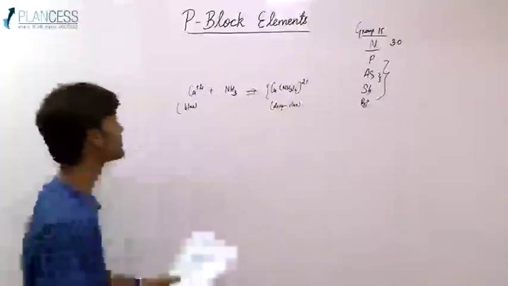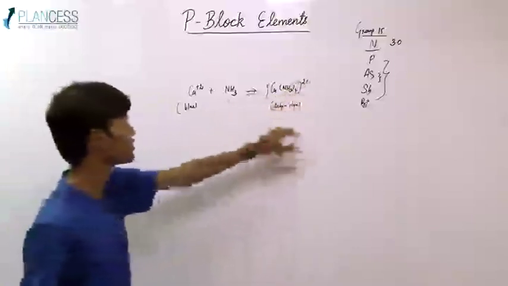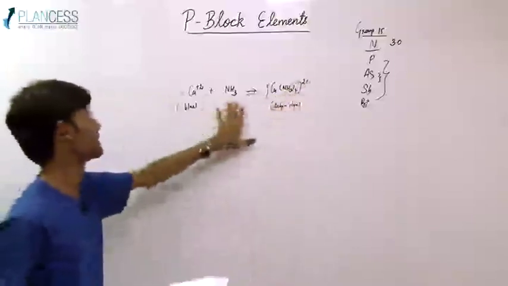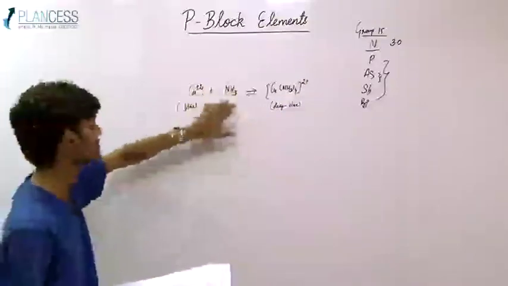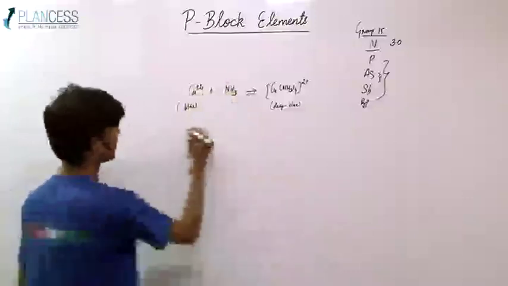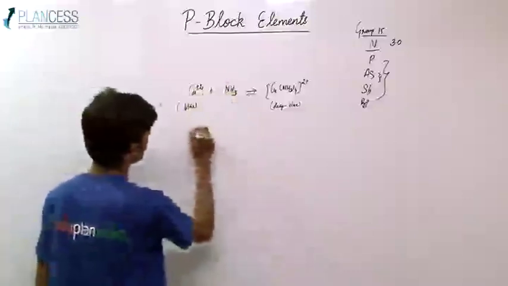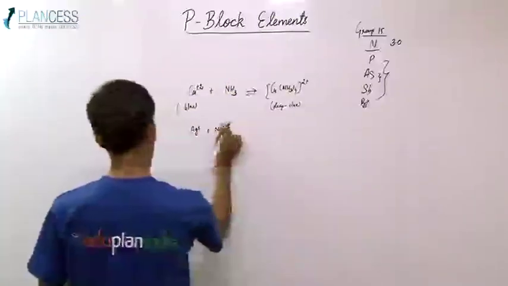So this is the reaction, in this case [Cu(NH3)4]2+, so it forms a deep blue solution. It acts as a Lewis base and it acts as a Lewis acid. Here you can say it also acts as a ligand and forms a coordination compound.